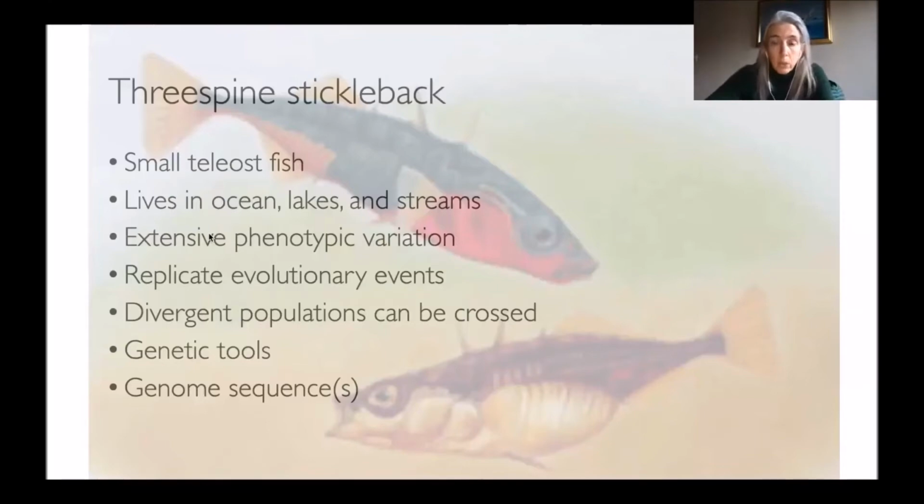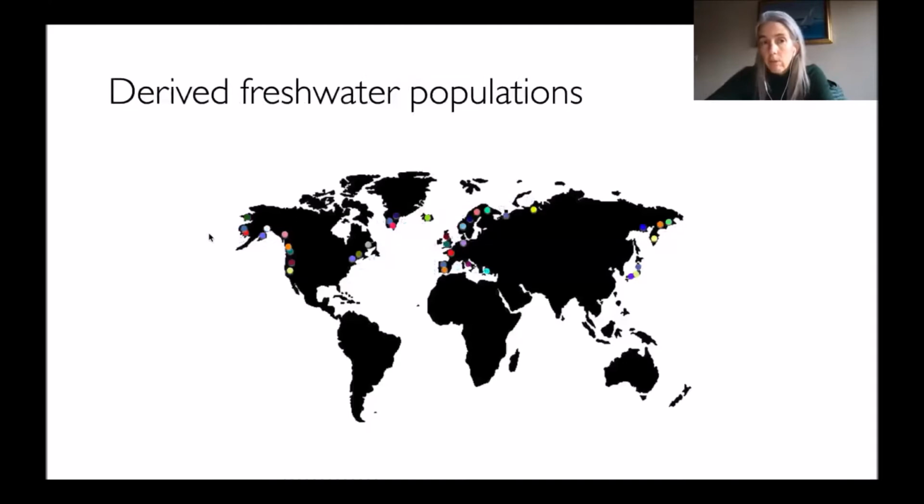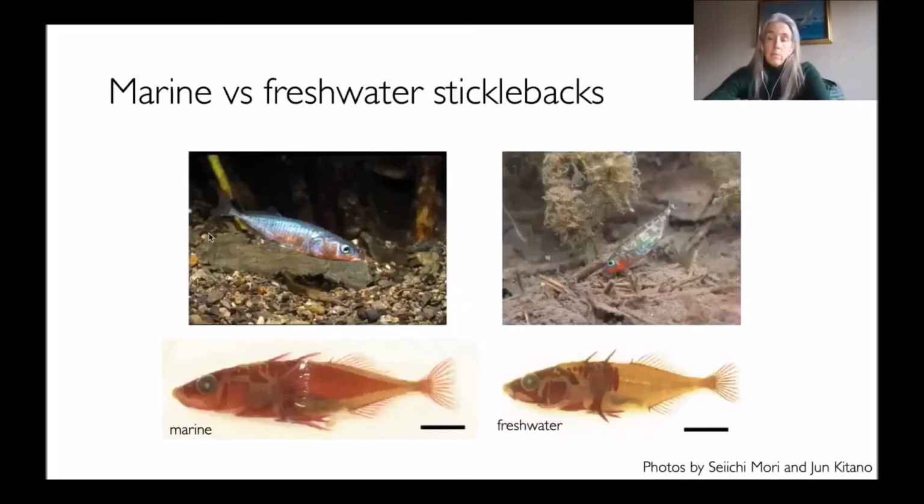Okay, so a little bit more about the evolutionary history. The ancestral populations we think are marine populations, and about 15,000 years ago, as the glaciers melted, these marine populations were able to invade newly created freshwater lakes and streams across the northern hemisphere. And so we get these derived freshwater populations that have diversified again across the range of sticklebacks in both the Pacific and Atlantic basin. So again, we have these repeated adaptations. The first part of my talk is going to focus on differences between marine and freshwater sticklebacks.